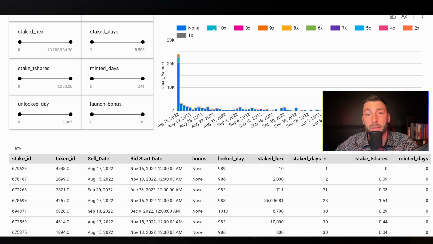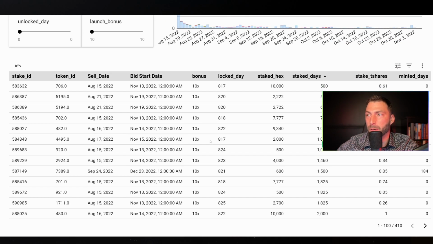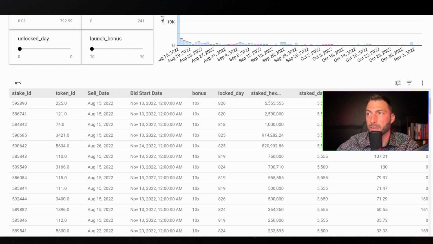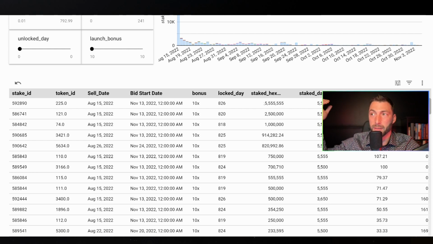Up here is basically the Hedron multiple. So for example, this 10x is a 10x Hedron multiple. So for the same amount of T shares, HSI created today, you're going to get 10 times more Hedron for the 10x multiples. And you can click on that and it will auto pull in all of the 10x multiples. You can look down at the bottom right here and see there's 410 HSIs with the Hedron bonus, and you can organize those further by clicking on staked hex, for example. And you can see that the biggest 10x HSI bonus has over 5.5 million hex staked.